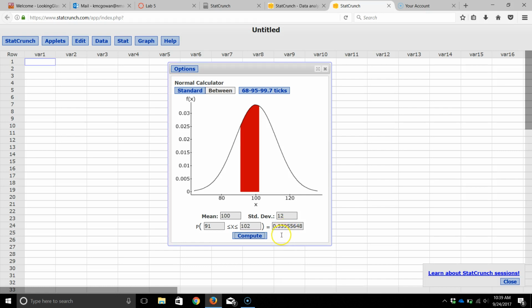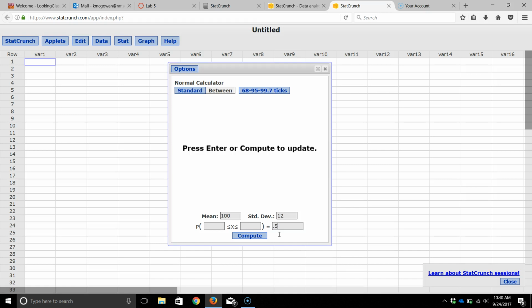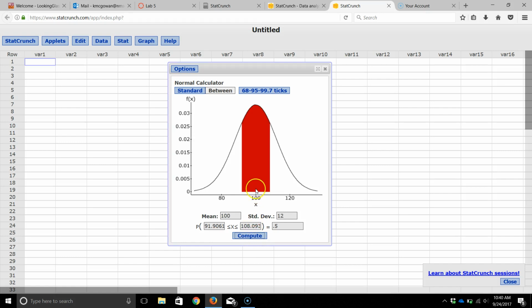And notice the area between those two values would be 0.3395, etc. I can also specify an area, and I will be given the boundary values that bound a middle area equivalent to that specified. So let's specify 0.5 as my area and compute, and you'll notice that I am given now the left and the right boundary values that cut out a middle area of 0.5.